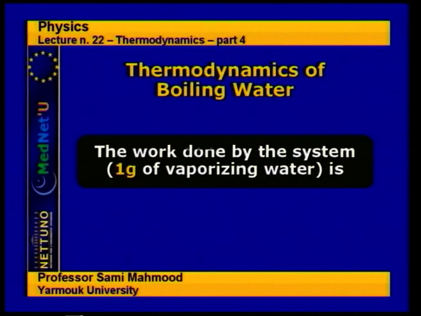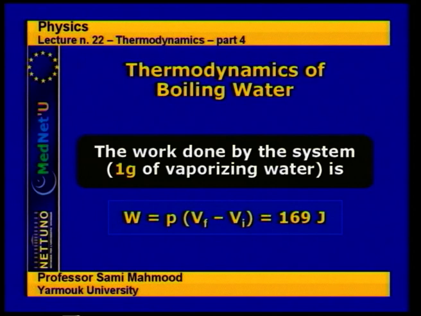Now, in this case, our system does work on the environment as it evaporates, and the work done, since the process is an isobaric process, is simply P times delta V, and the volume difference delta V is 1,671, which is the volume of the steam in the final state, minus 1 centimeter cube, which is the volume of water of the system when it was in the liquid state.